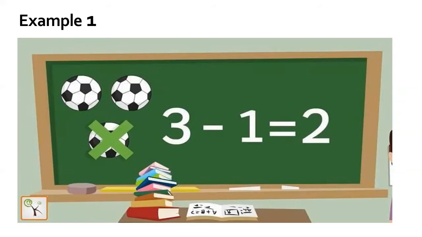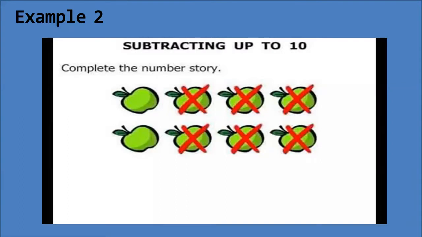Let's move on to the next example. Here are some green apples. Do you like apples? Let's count how many apples are there. 1, 2, 3, 4, 5, 6, 7, 8. There are 8 apples. If you and your friends eat 6 apples, then tell me how many apples are left over. Do you know? Let's count. 1, 2. There are 2 apples left over.